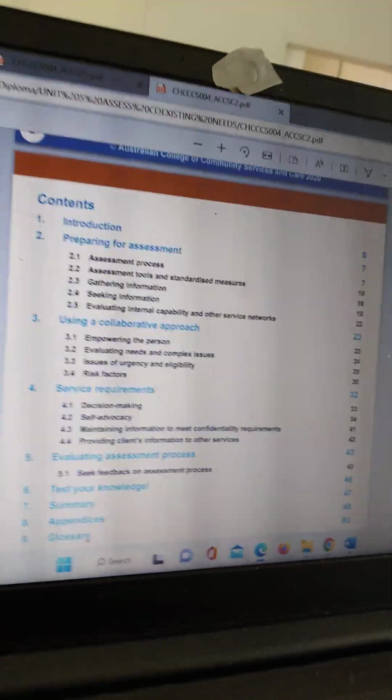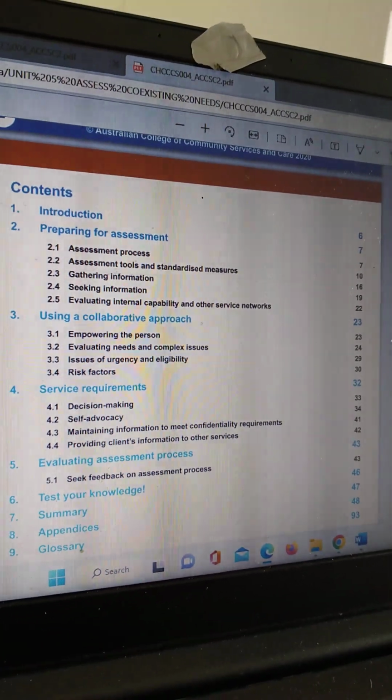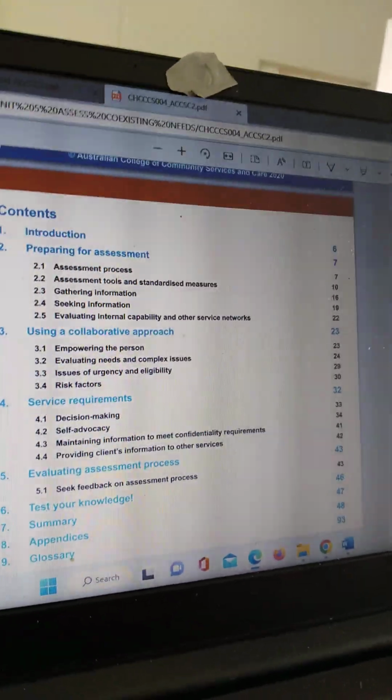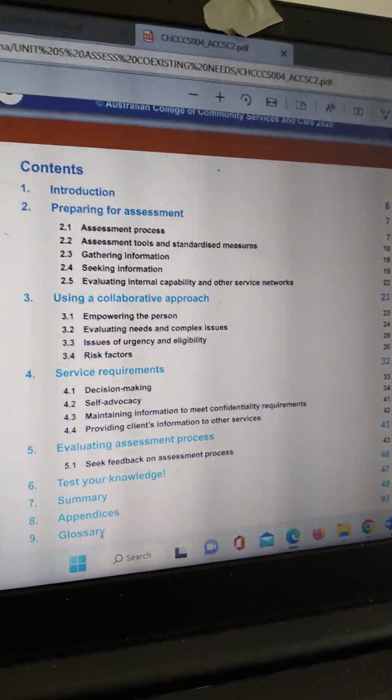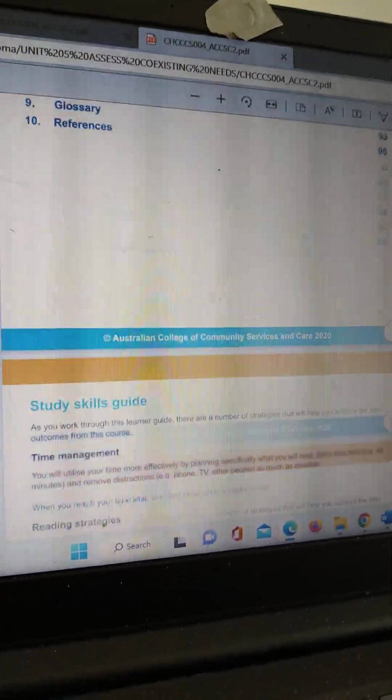Chapter 5, evaluating assessment process. 5.1, seek feedback on assessment process. Chapter 6, test your knowledge. Chapter 7, summary. Chapter 8, appendices. Chapter 9, glossary.